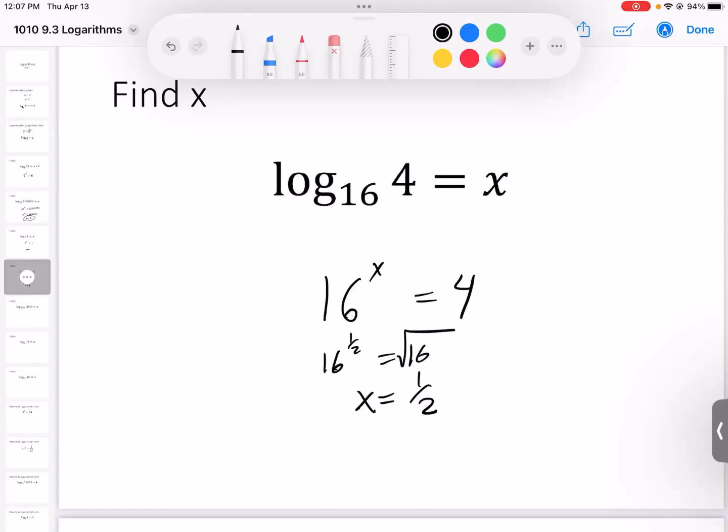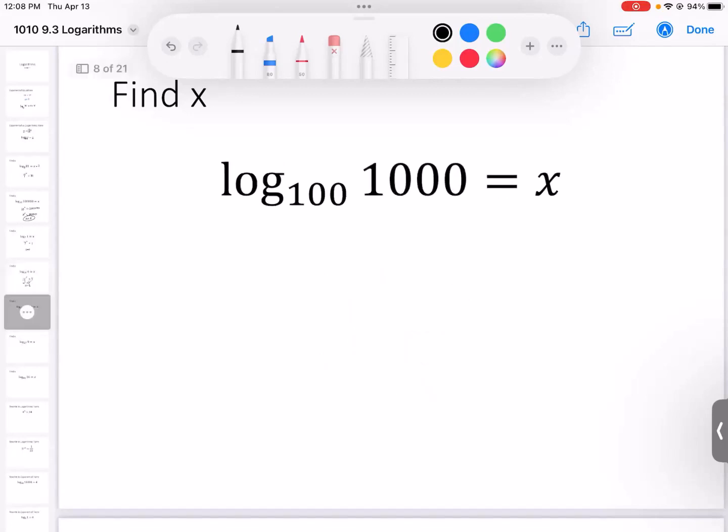Any questions on that one? So remember, roots correspond to fractional exponents. So if you know that you need to take the square root, then you would make your exponent a fraction, like 1/2. Okay, let's do another example.